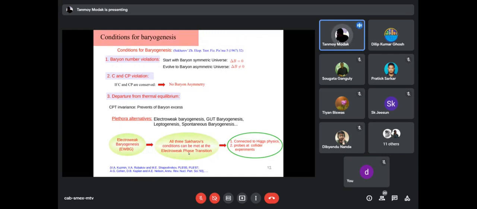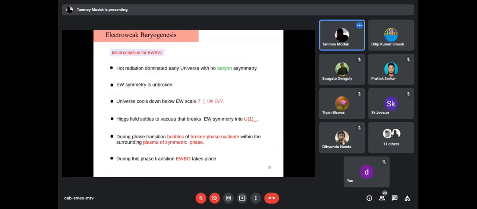And since it is connected to the electroweak phase transition, and we know that the current accessible energy scale at collider experiments is around the electroweak scale, one can easily probe this type of physics and test this type of scenario. So it's connected to Higgs physics, and there are exquisite probes from collider experiments. That's why most people get really excited about electroweak baryogenesis, and which is why I also get excited. And today I'll focus on this particular mechanism.